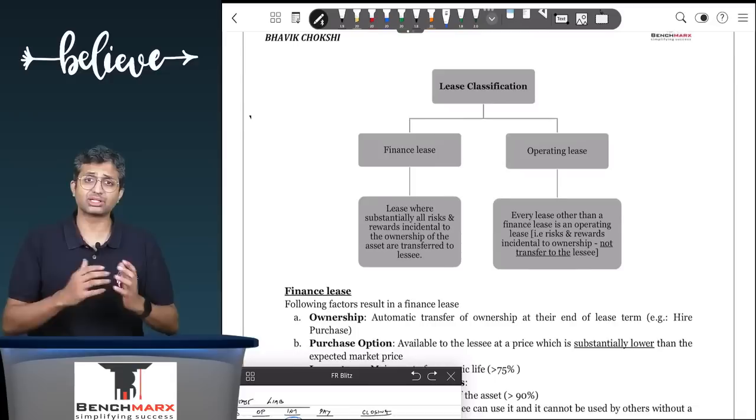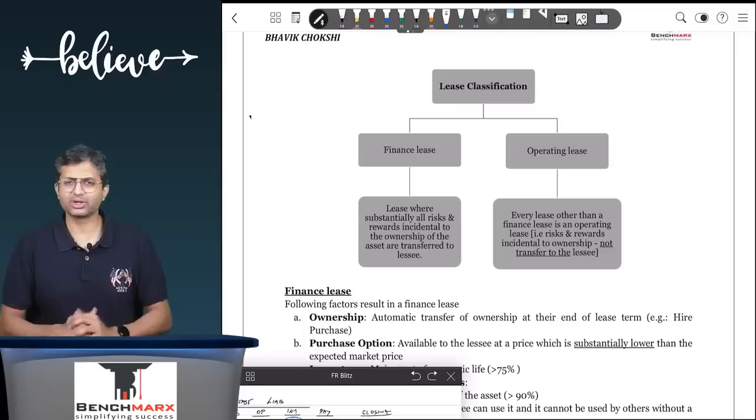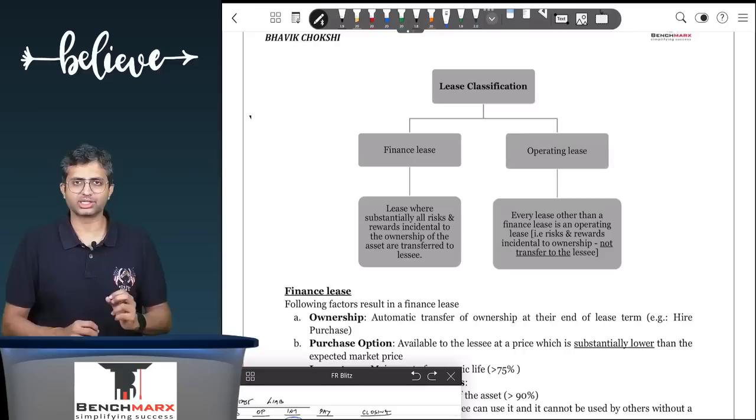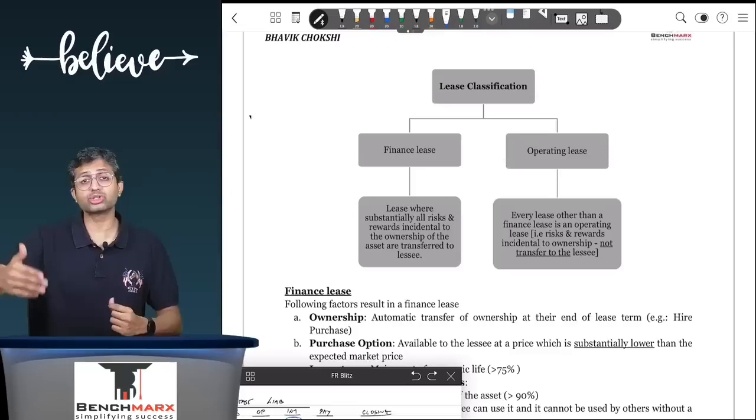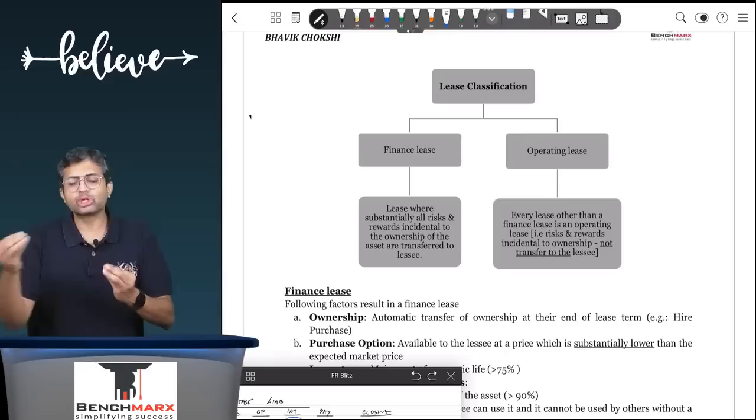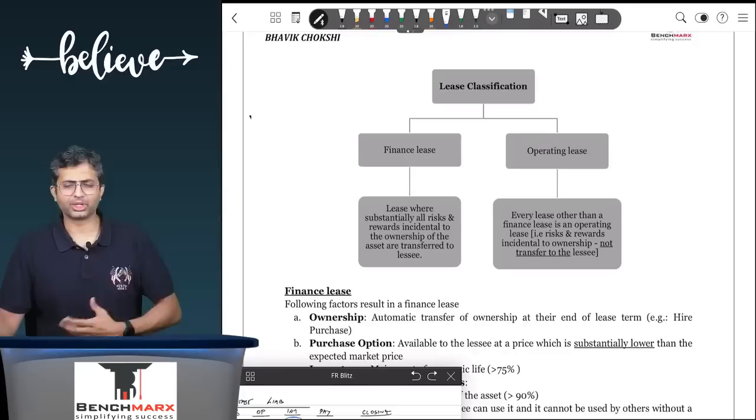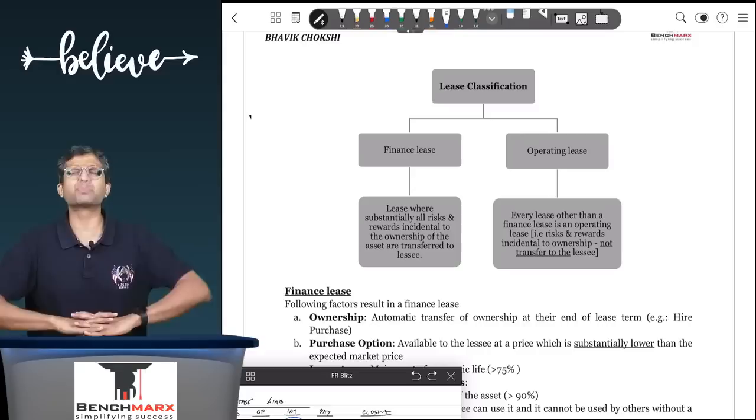When do we say substantially all the risks and rewards are transferred? It is a fact-based assessment. However, the standard gives you 5 specific criteria. If any one of these criteria gets satisfied, we consider that the substantial risks and rewards are getting transferred. First, transfer of ownership, like hire purchase, if the ownership is automatically getting transferred. Second, you have an option to transfer ownership at a substantially lower price. Third, if the lease term covers a major part of the economic life, major part is defined to be 75%. Or fourth, the present value of the payments that the lessee is making substantially covers a fair market value.